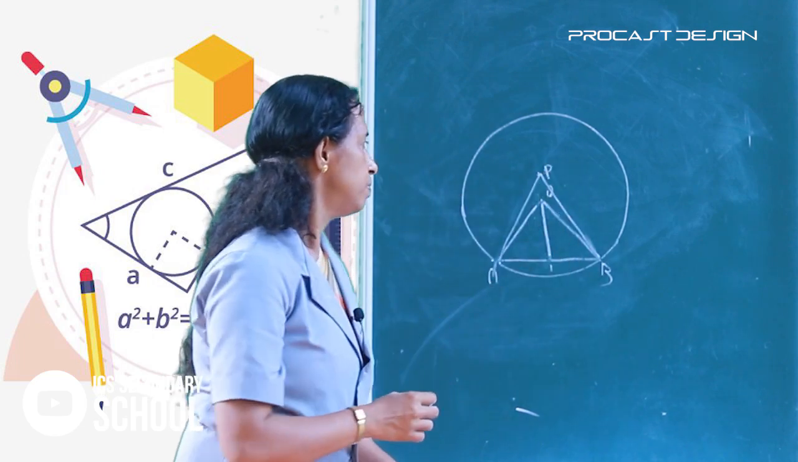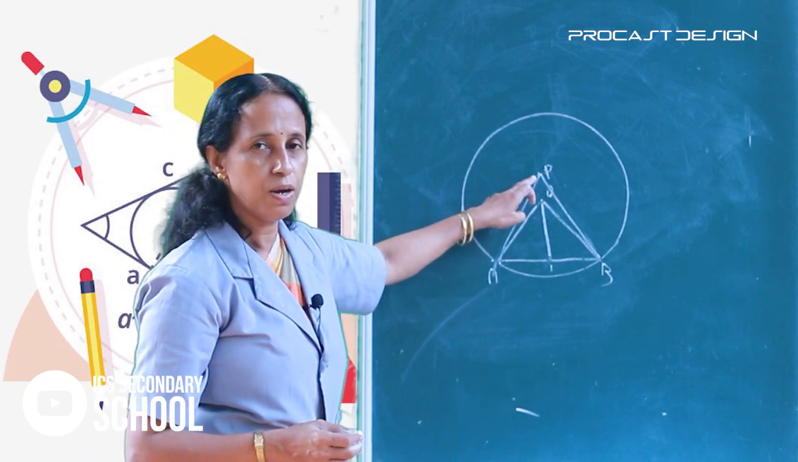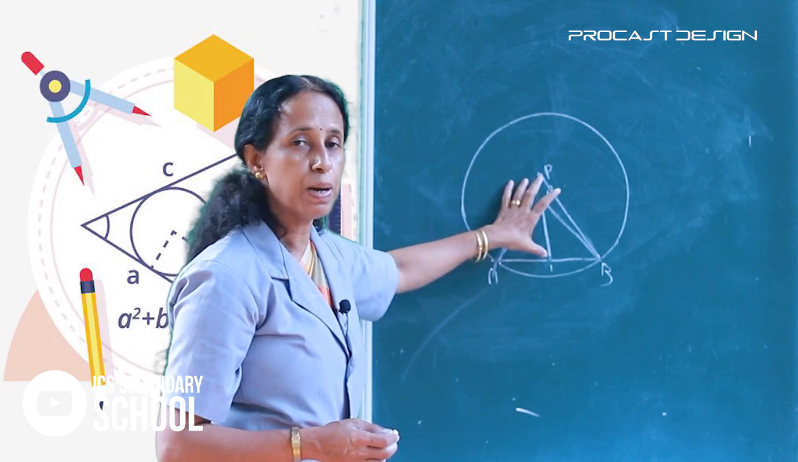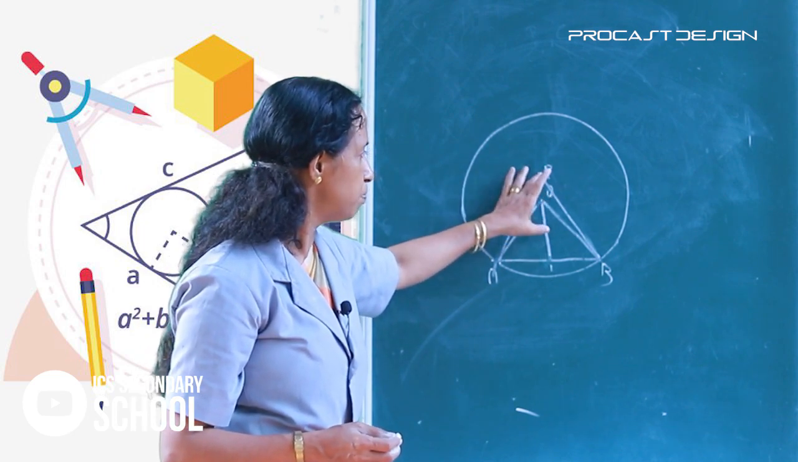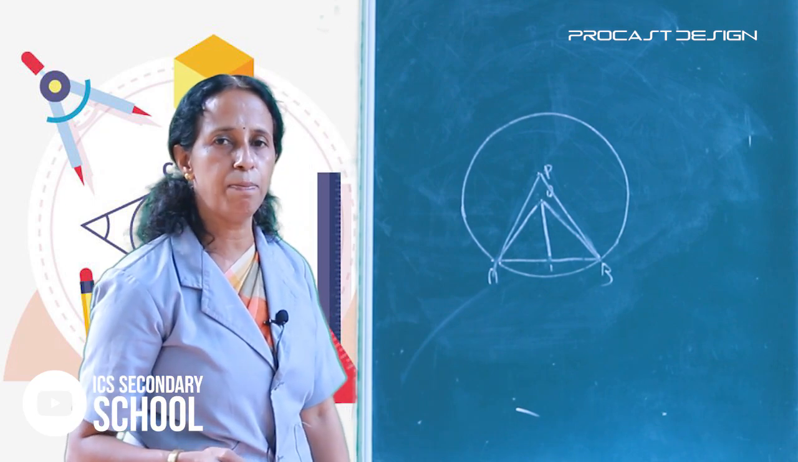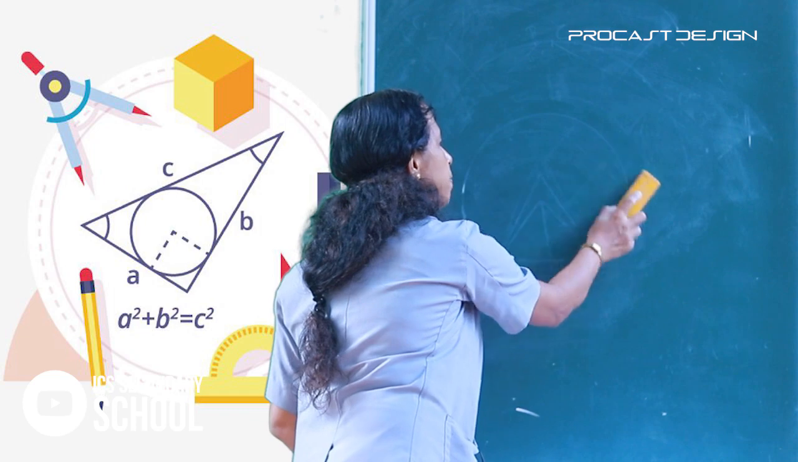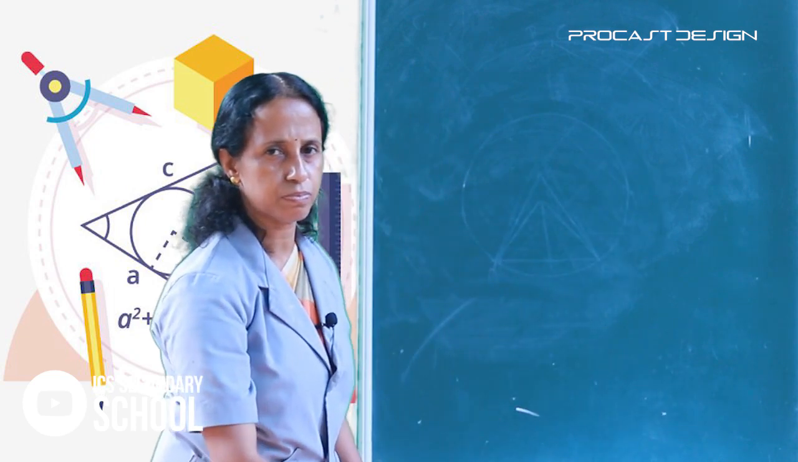Suppose this is P. P and O are on the perpendicular bisector of the base.